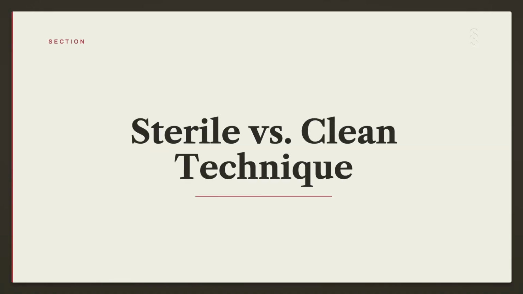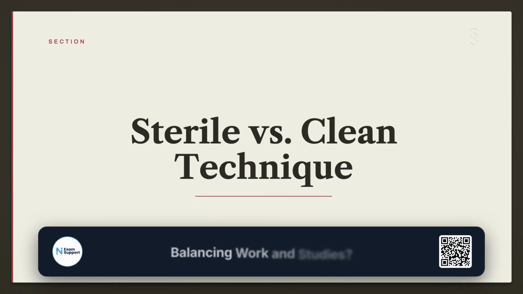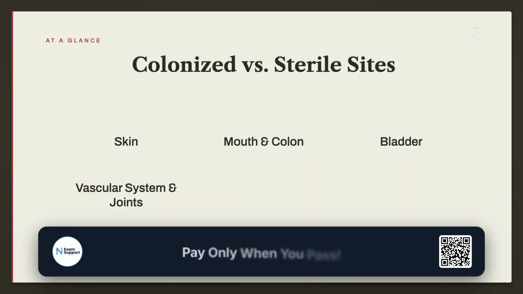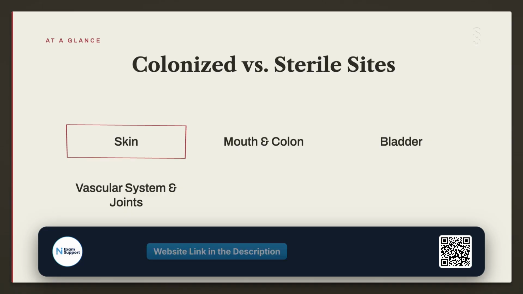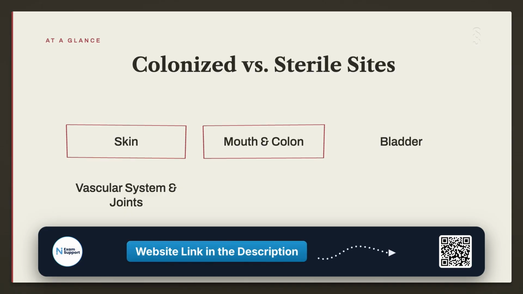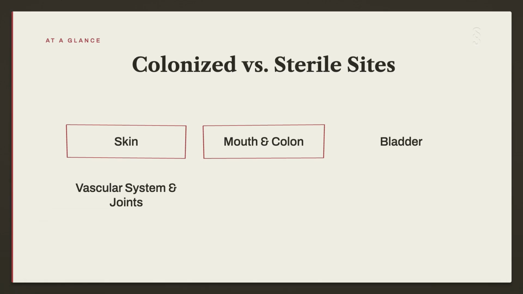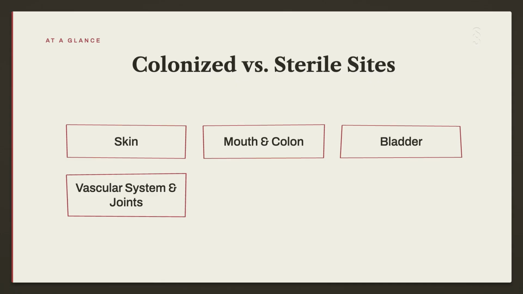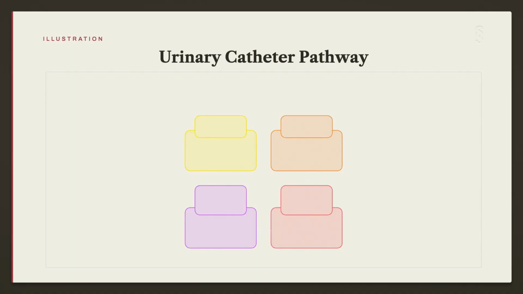One question decides whether a procedure needs sterile technique or clean technique. Will it enter a normally sterile body area, or does it stay on a route that's already colonized with bacteria? Skin, the mouth, and the colon carry dense populations of organisms that cause no harm where they naturally live. But the bladder, the vascular system, the peritoneal cavity, and the joints are normally sterile, so any organism introduced there meets far weaker defenses. Urinary catheterization shows the mechanism clearly.